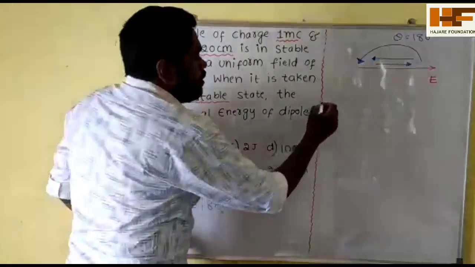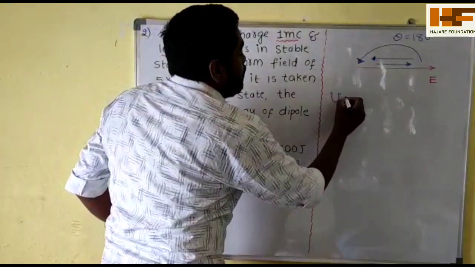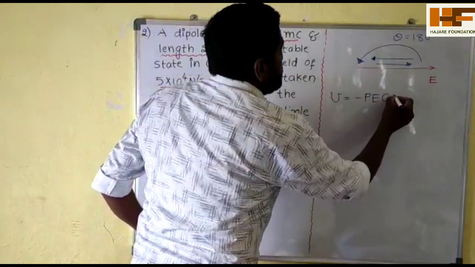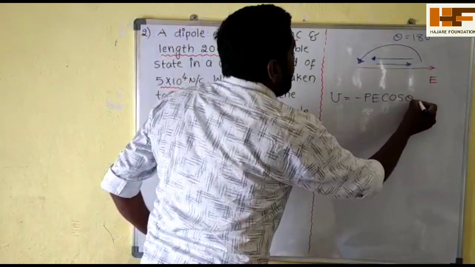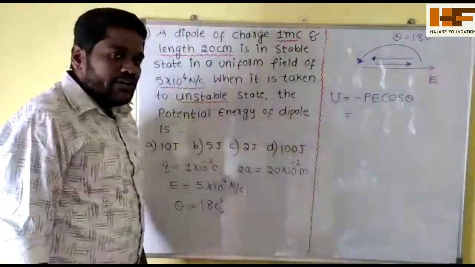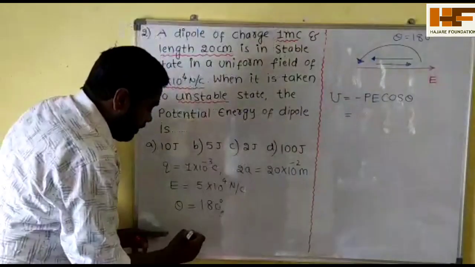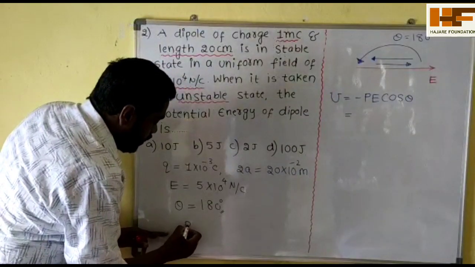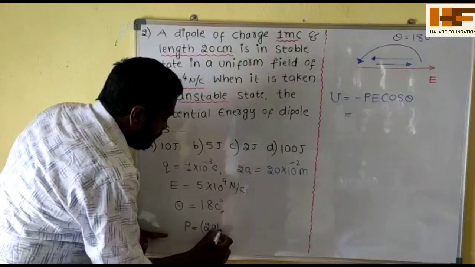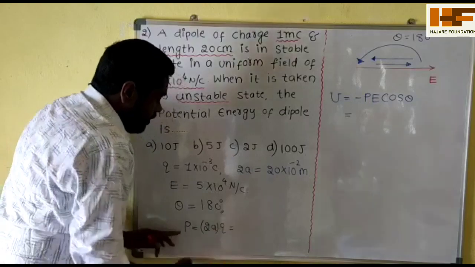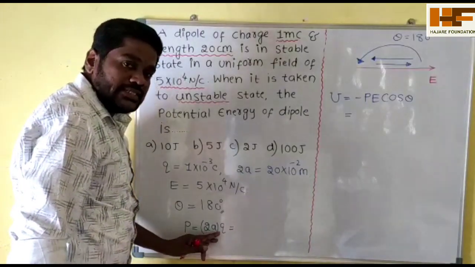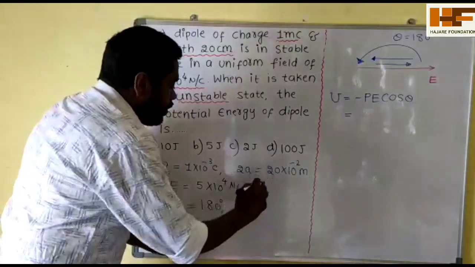So the potential energy formula is U is equal to minus PE cos theta. This formula I have given. Therefore, that is equal to minus P. Is the P value given? No. First of all, let us calculate the P value. P is equal to 2A into Q, correct? Because the product of the length of the dipole and the charge of the dipole is called the dipole moment.